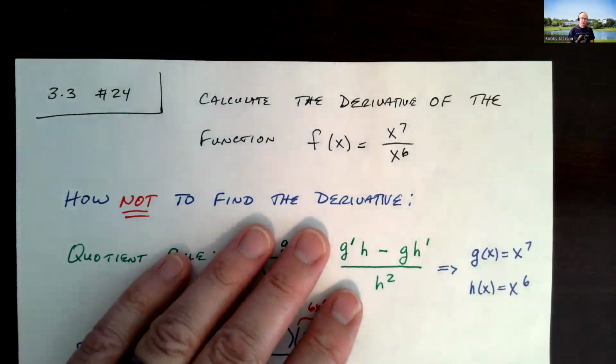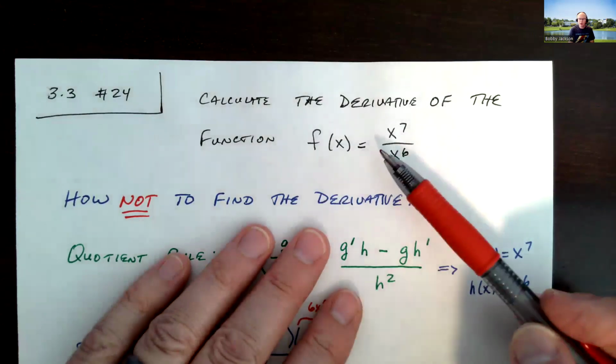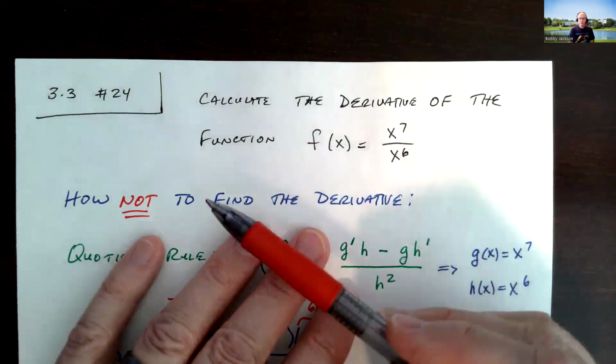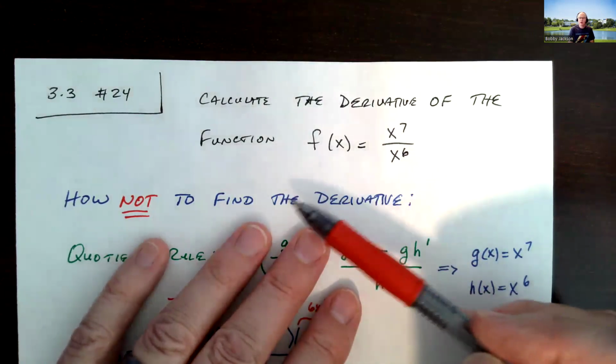Okay, we're going to look at number 24 here in section 3.3. We're to calculate the derivative of this function. Well, they just tell us to find the derivative, and I'm going to show you how not to find the derivative. Okay, well, again, you could certainly do it this way.